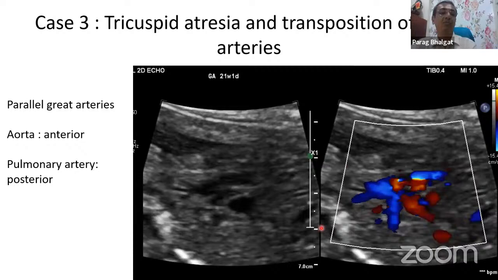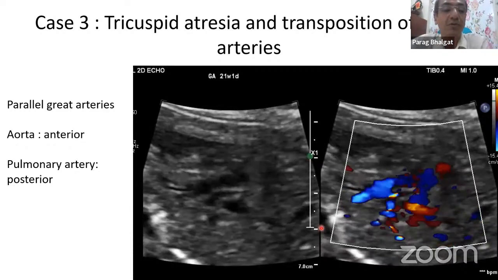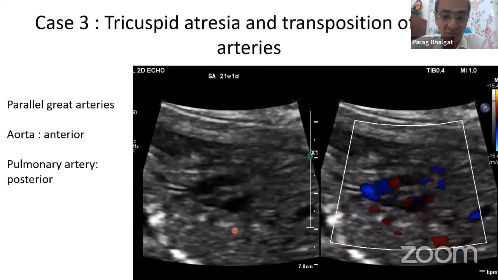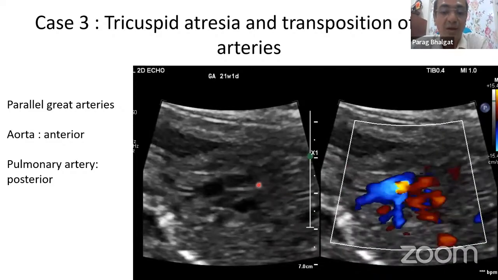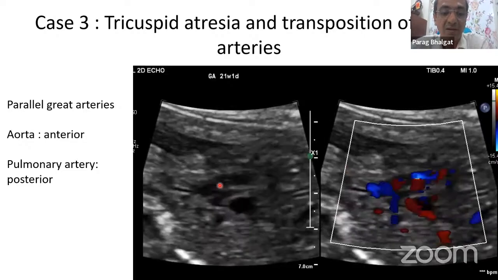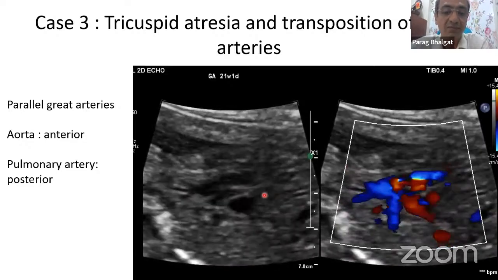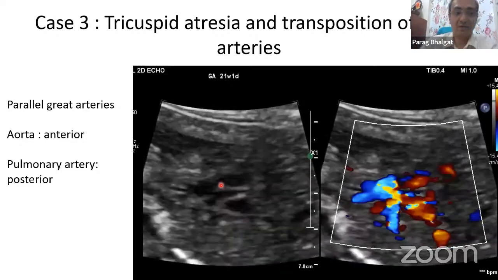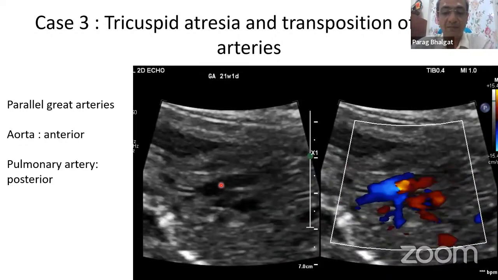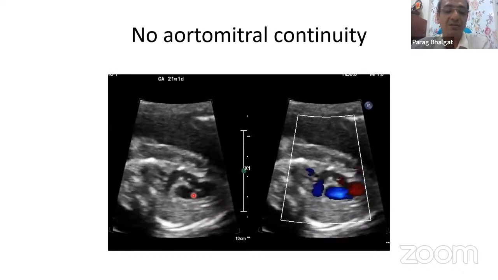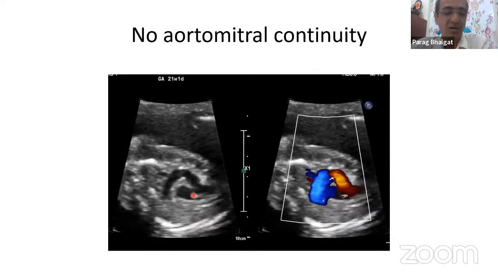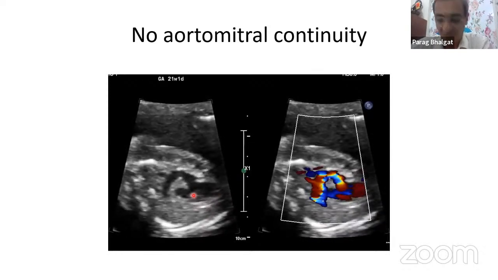Now coming to tricuspid atresia with transposition of great arteries. Important thing is that this is aorta and this is MPA. They are parallel. Aorta is anterior. These are the neck vessels. So the aorta is far away from the mitral valve. Aorta-mitral discontinuity. These are features of not a normal heart. It's TGA or anything else but a normal heart.